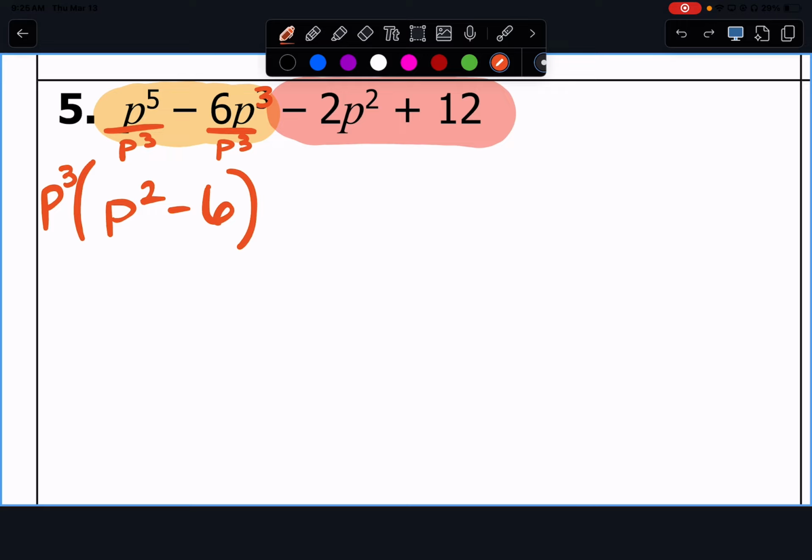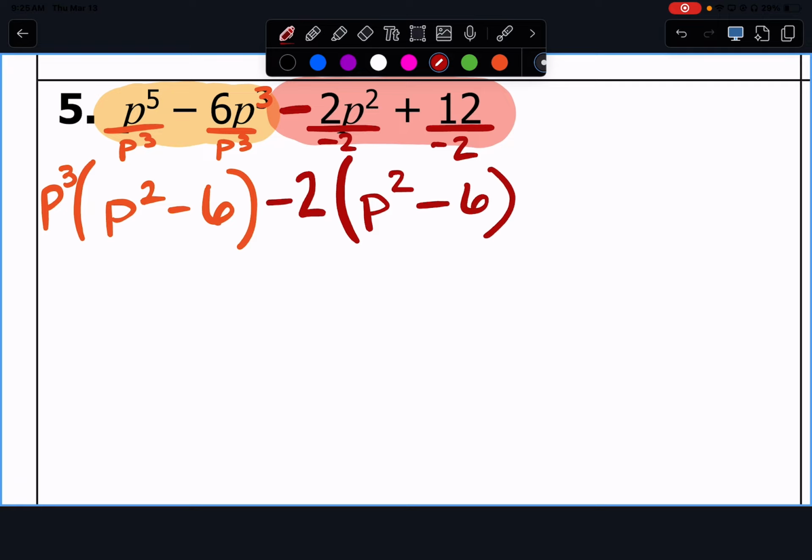Okay? Now, we're going to look at the second group now, Ramsey. So here, when we look at this part, that is negative, so that tells me my GCF is going to be negative. What is my GCF going to be? Negative 2. And then if I divide that by negative 2, what do I get? And right here.